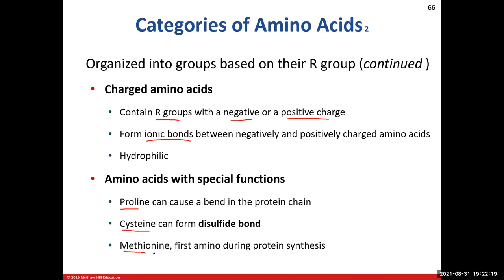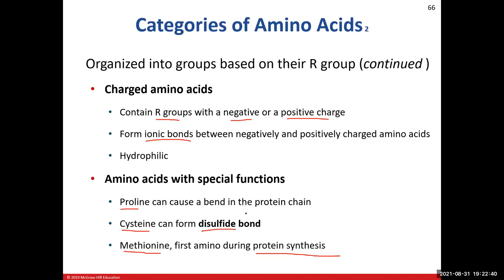And then we got a couple special amino acids: proline, cysteine, and methionine. Methionine, if you're getting into the genetic component, is always the very first amino acid that gets made during protein synthesis. Every single protein. It's what we call the start codon. That's the start signal when we're making proteins. Cysteine is nice because it can create a disulfide bond. That's going to be a bond between two sulfurs.